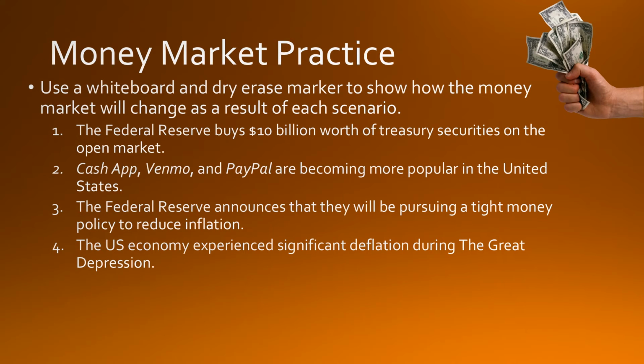All right, number 4. The U.S. economy experienced significant deflation during the Great Depression. So this would be like something you could use if you were doing like an economic history project and you wanted to have a graph in there about what happened with the demand or the supply of money during the Great Depression. What would that look like?